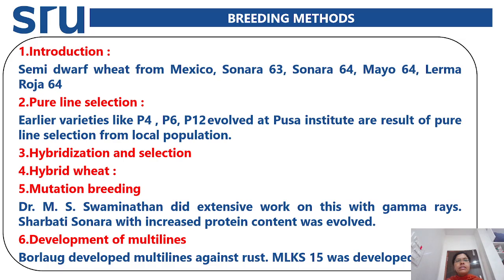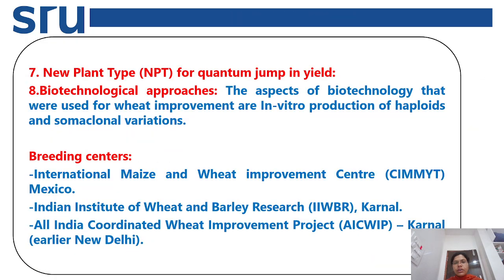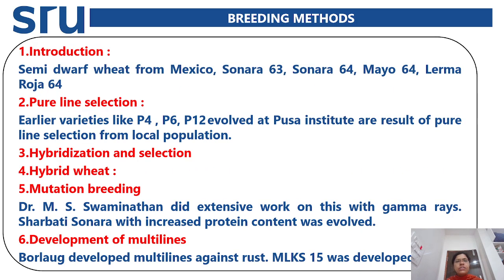Coming to the breeding methods, the first breeding method is introduction. Here we have the semi-dwarf wheat varieties which were introduced from Mexico: Sonora 63, Sonora 64, Mayo 64, and Lerma Roja. These are the semi-dwarf wheat varieties which were introduced from Mexico. And next is pure line selection. Earlier, P4, P6, and P12 were evolved at the PUSA Institute, which are the result of pure line selection from the local population.